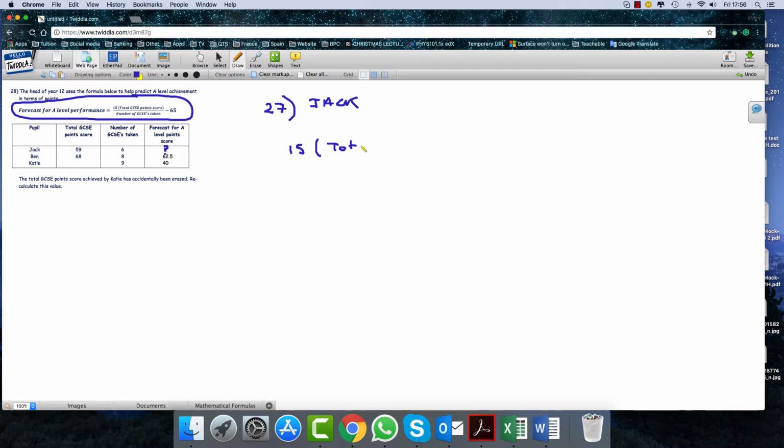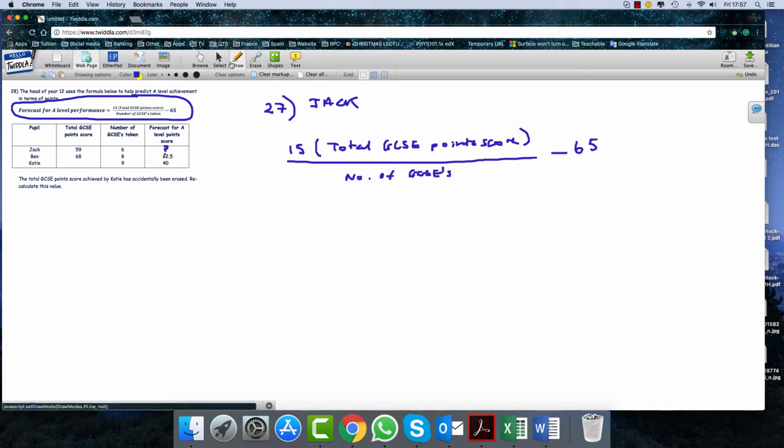Total GCSE point score. And then that's all in a fraction. Number of GCSEs. Excuse my squiggly writing on the screen there, but you can hopefully see the equation over there. And then after that we subtract 65.